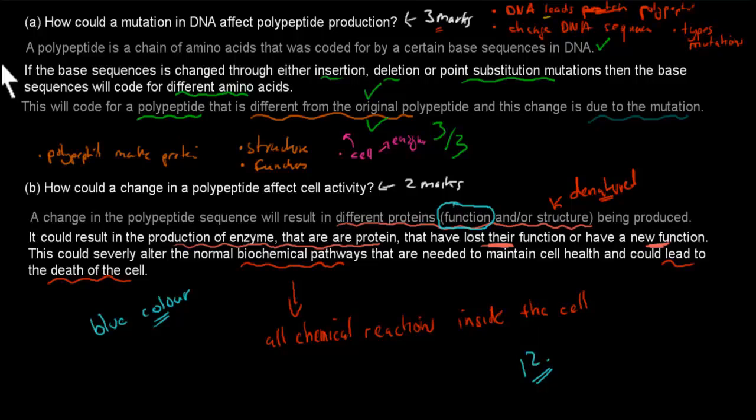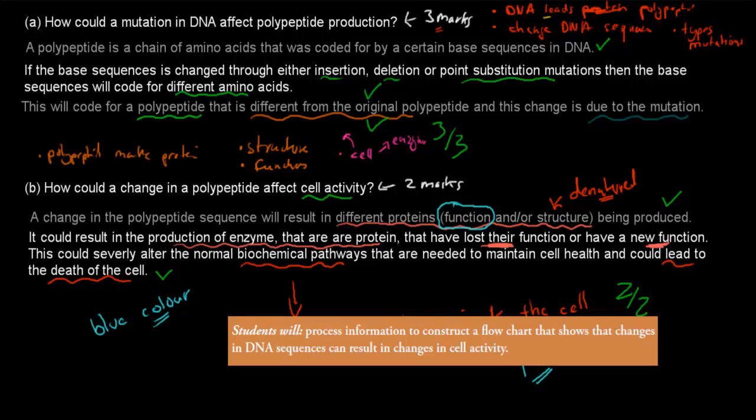Right, so here we get 2 marks. Just for quickly mentioning that if you have a different polypeptide being produced, that means we're going to have different proteins that have new functions and structures being produced. That gets you a mark. And then linking that to how the selectivity could be changed. For example, we said enzymes are proteins. These enzymes might have lost their function because of their new structure. That means the cell's chemical reactions will stop and the cell will die. That gets you a mark as well. That's worth 2 marks out of 2.